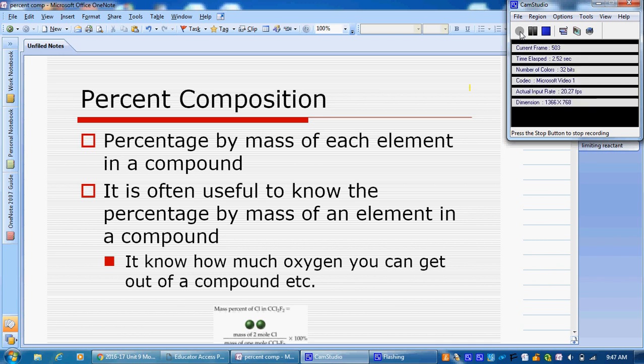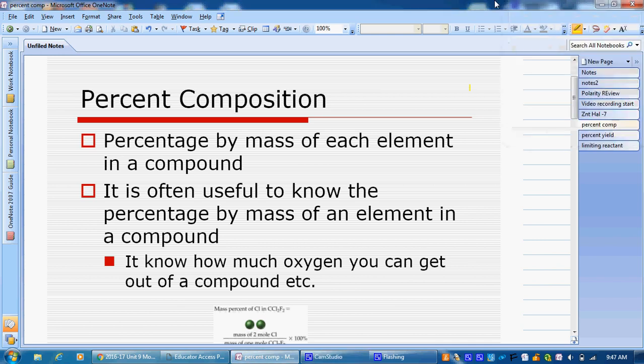Percent composition. This is just the percent by mass of each element in a compound, so that's just our definition. So again, we're focusing on the mass of each element, so each separate part of our compound. It is often useful to know the percent by mass of an element in a compound.